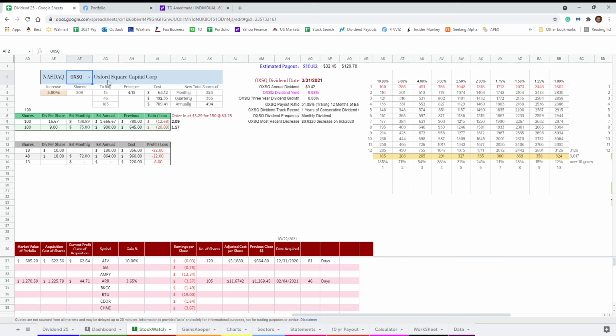So Oxford, I currently have 309 shares. So if you notice here, it's unchanged to 5%. That 309 falls in over here. And I would buy 15 shares for 15. And again, this one pays monthly. So I'm looking at about $64.12. So again, this is all pretty neat how this is working now. It takes a lot of the guesswork out for what I'm doing.